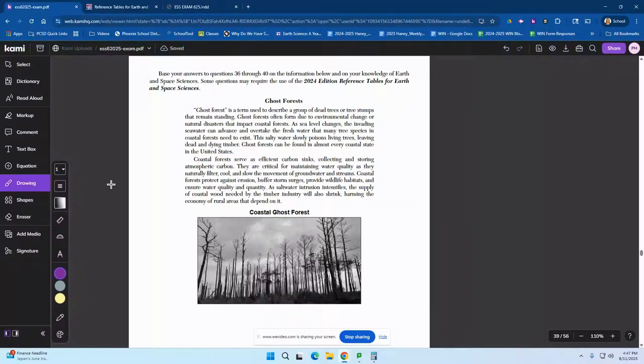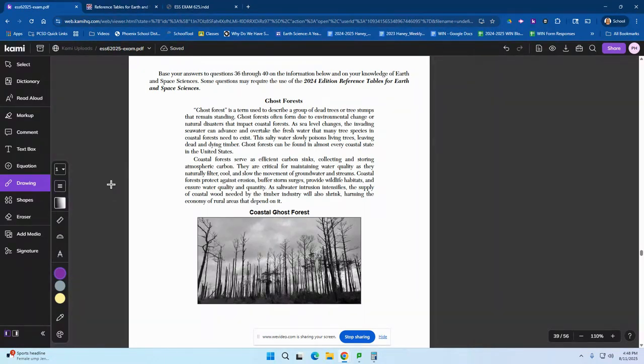Okay, another favorite cluster of the June Regents exam. So this was our cluster set on the ghost forests. And again, I think a lot of people were caught up on the fact that their teacher may not have taught them what a ghost forest was, but you did not need to know what a ghost forest was because they told you in this paragraph exactly what a ghost forest was.